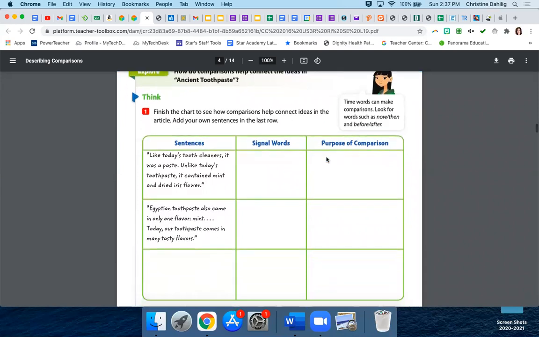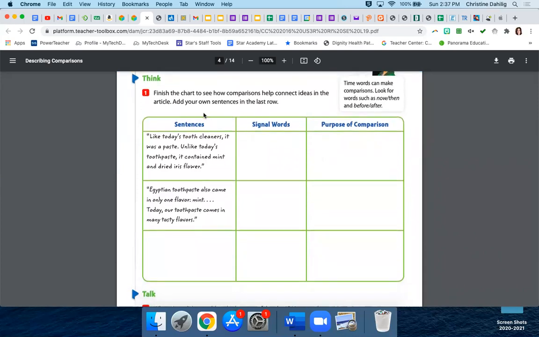And so again, we're going to be finishing up this chart offering sentences, signal words, and the purpose of the comparison. So the first two are filled in for you. The first sentence is, like today's tooth cleaners, it was a paste. Unlike today's toothpaste, it contained mint and dried iris flower. So again, you are looking for those words that offer how something is the same or different. And then you're going to let us understand the purpose of that comparison.